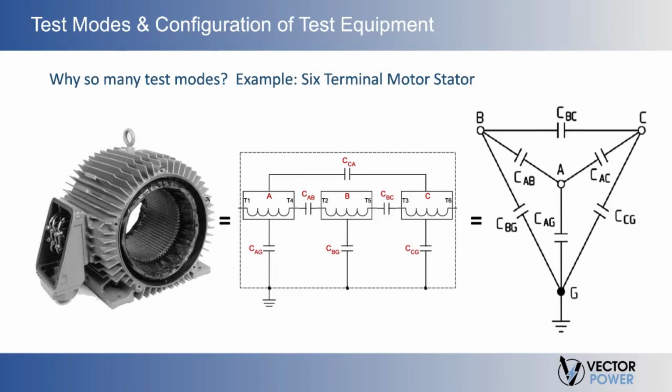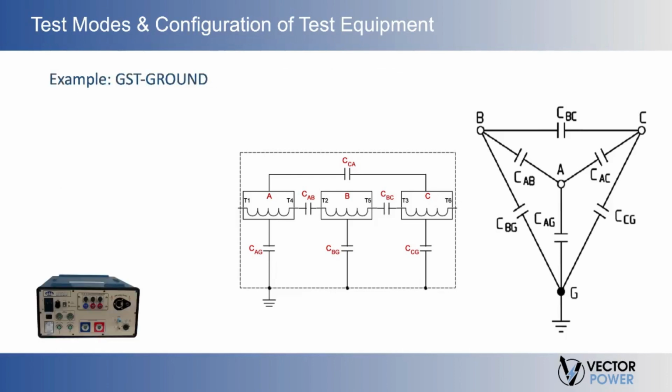But again, the different test modes will allow us to work through and isolate various components so we can analyze the various areas of insulation and determine where the deterioration is occurring. So again, that is the practical reason why we have so many test modes. All right, let's work through some of these. So first thing we do is we short out the windings to get rid of the inductance.